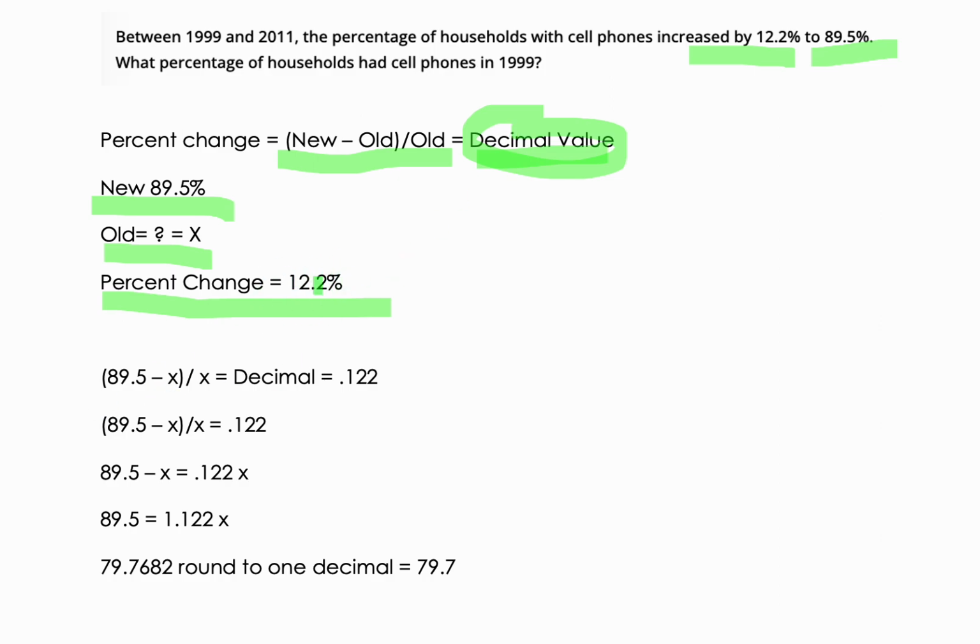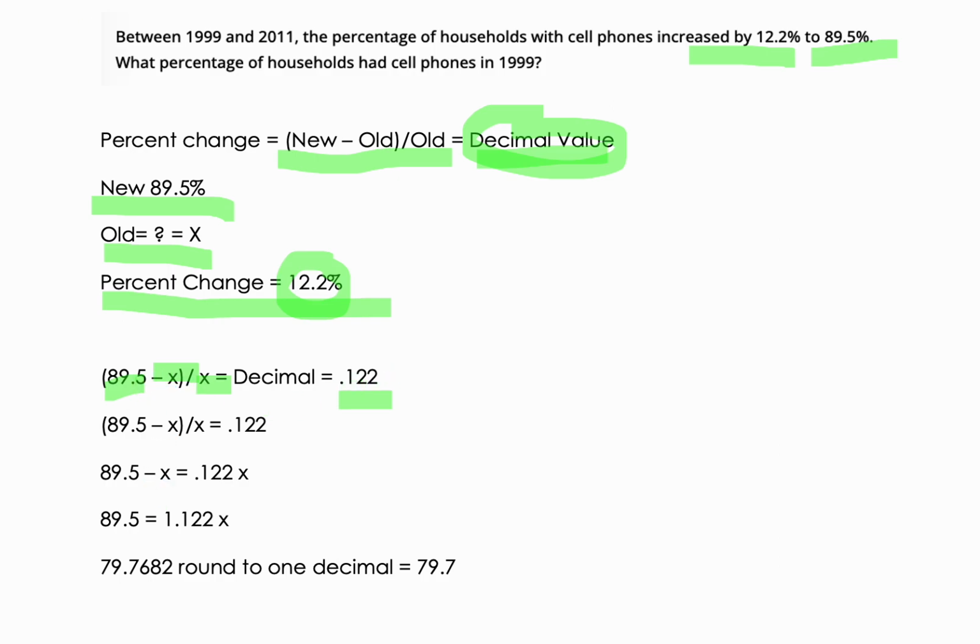So when I set up our equation, I'm not going to put in 12.2 like what we were doing last night. I'm going to put in 0.122. I'm going to change that percent to a decimal. So then I'm going to take my new value minus my old value and then divide by my old value. That's going to give us the decimal format of our percent change.